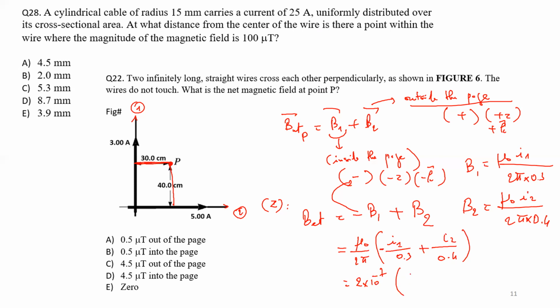So I1 is equal to 3 amp, minus 3 amp divided by 0.3, plus I2 is equal to 5 amp divided by 0.4. And you calculate this, how much do you find? You find 5 10 to the power minus 7, which is just 0.5 microtesla. And it's positive, that means it's pointing outside the page. Okay, so 0.5 microtesla, and of course it's out of the page.